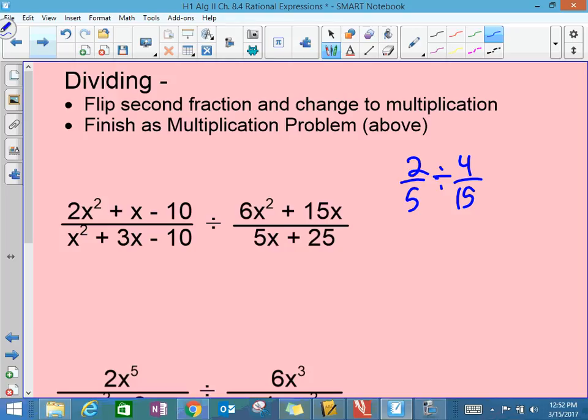Right, so some of you may have learned it as keep, change, flip, right? You keep the first fraction the same, change from division to multiplication, flip the second.